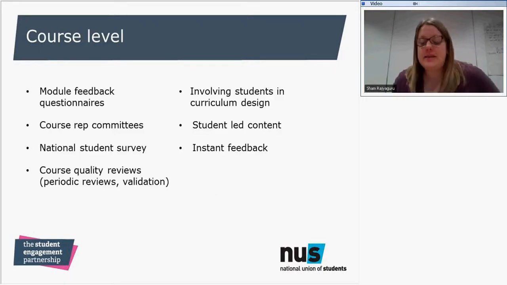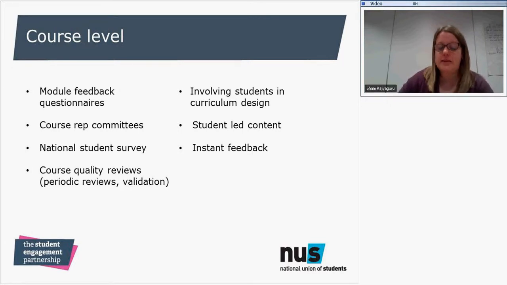I'll take you through now some examples, and I'd be interested to hear whether or not you agree with these, and potentially how you conceive of your role in supporting these things to happen. So in terms of course level, we've got things like module feedback questionnaires, course rep committees, so that could be opportunities for course reps to input into a collective sense of what some of the issues are, but obviously also things like student staff liaison committees and various committees that happen within a course programme, school level, where course reps are sitting and representing students' interests.